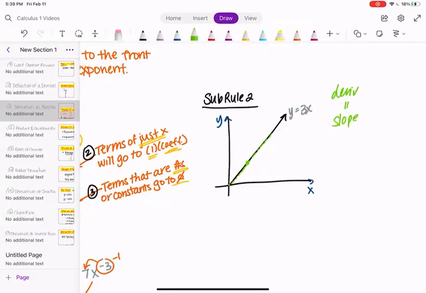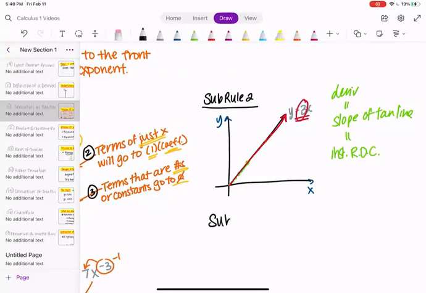And then what does the tangent line help to tell you? The tangent line tells you the instantaneous rate of change, right? So basically what I'm finding by finding the derivative is the rate of change. And a line, by definition, a straight line has a constant slope. So the derivative of an x term is just going to be the slope of that term. So there's that. Now let's look at subrule 2.